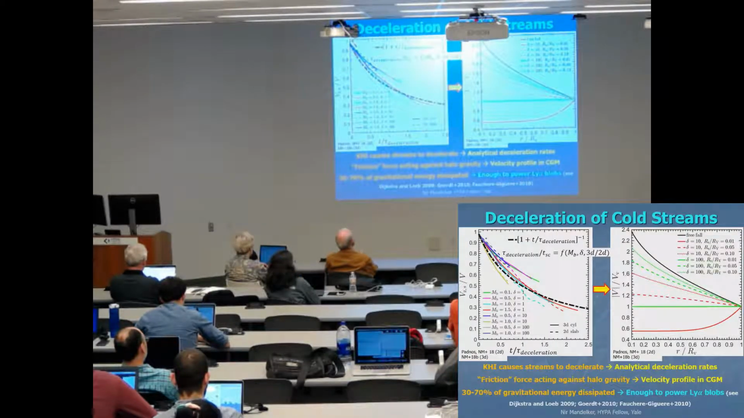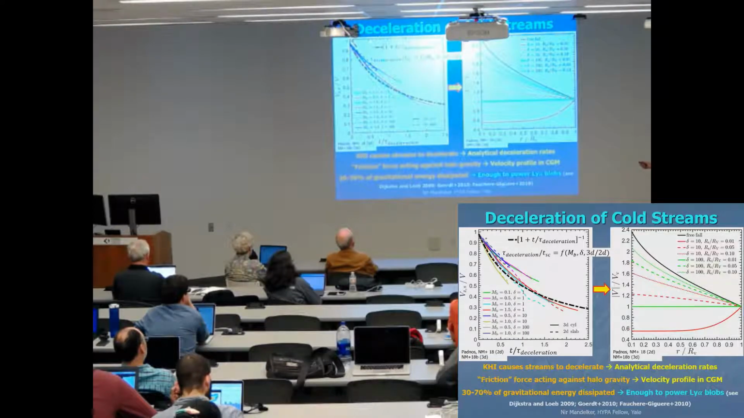Now, the other very important phenomenon is Kelvin-Helmholtz instability causes streams to decelerate as they go in. And you can actually work out, again, analytically, what that deceleration time scale should be as a function of the density contrast, the Mach number, and your geometry. Are you a 3D stream or a 2D stream? And you can work out what the deceleration rate is supposed to be. And again, it's a good match to all the simulations.